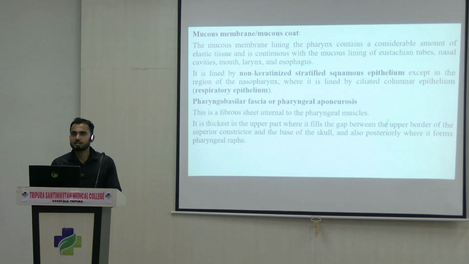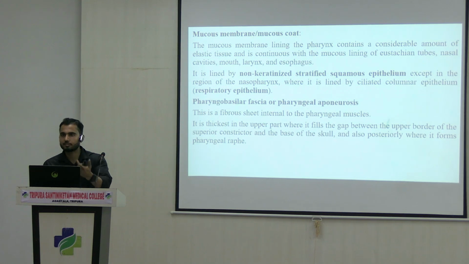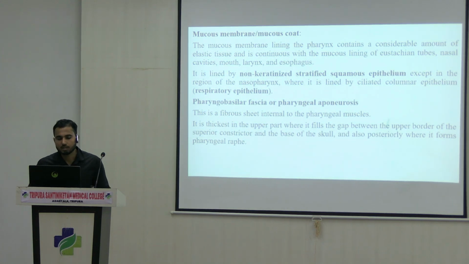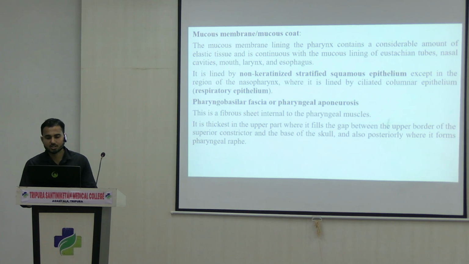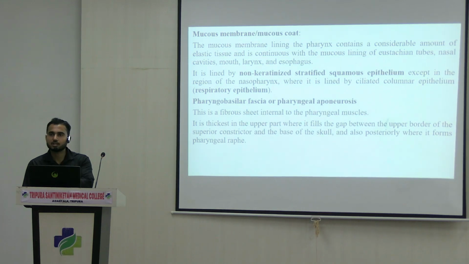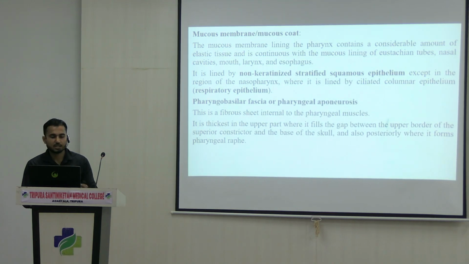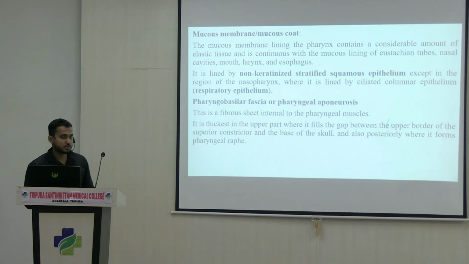Next is the pharyngobasilar fascia. Next to the mucosa, the submucosa is modified to form the pharyngobasilar fascia. It is present as a fibrous sheet deep to the pharyngeal muscle. It is called the pharyngobasilar fascia, or also the pharyngeal aponeurosis.